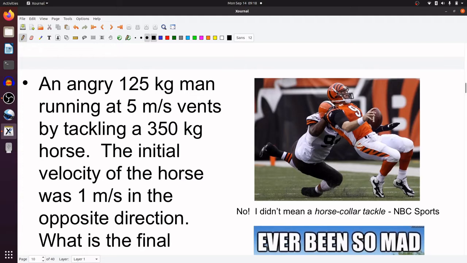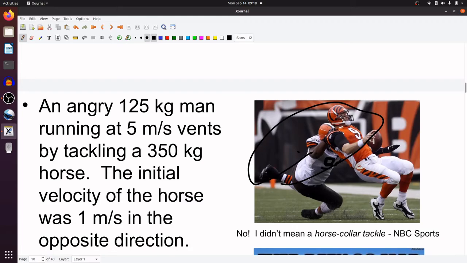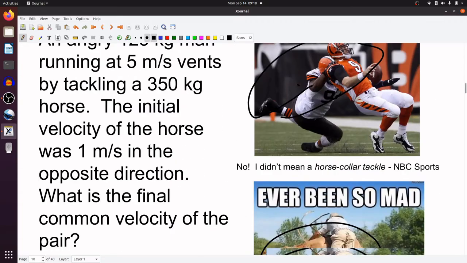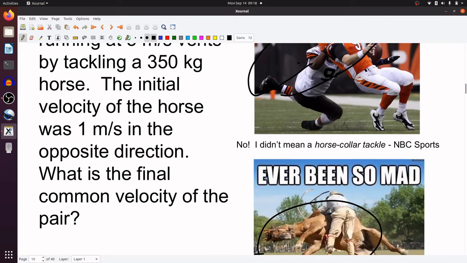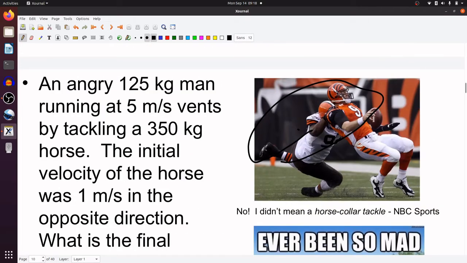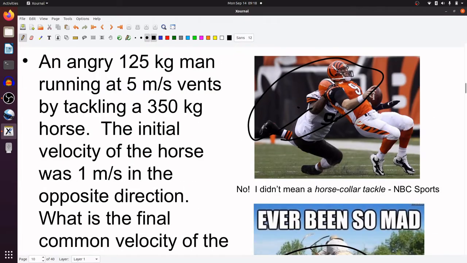Not this. This is a horse collar tackle. This was banned in the NFL back in the early 2000s. Because when you look up horse tackle, you actually get that, and not this one, strangely enough. And where did I get this problem from? No clue. No clue. So we'll go with it.